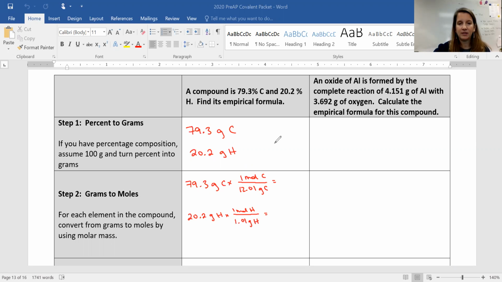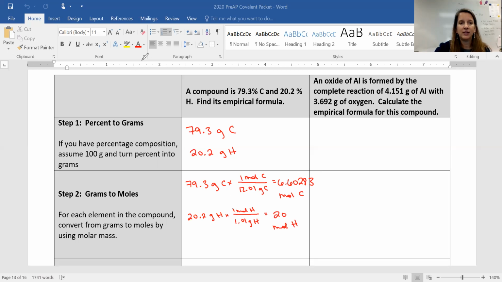We're not going to worry about sig figs here yet. If you round too early, you're going to mess up your answer and make it more difficult for you later on. So don't round to sig figs too early. So 6.60283. You don't have to write all of the numbers. And then we would have 20.2 divided by 1.01. And that's actually just 20. Now we want to make sure we remember this is moles of carbon and this is moles of hydrogen.